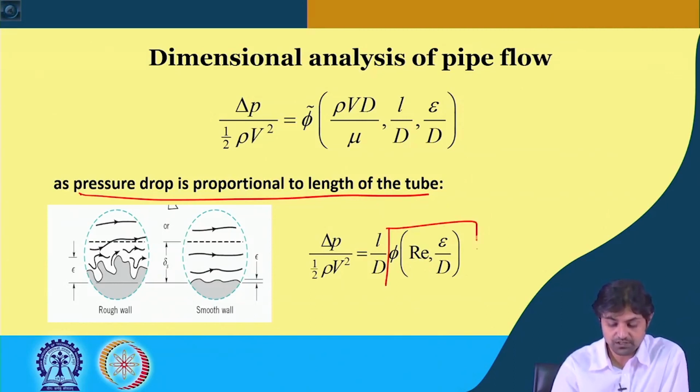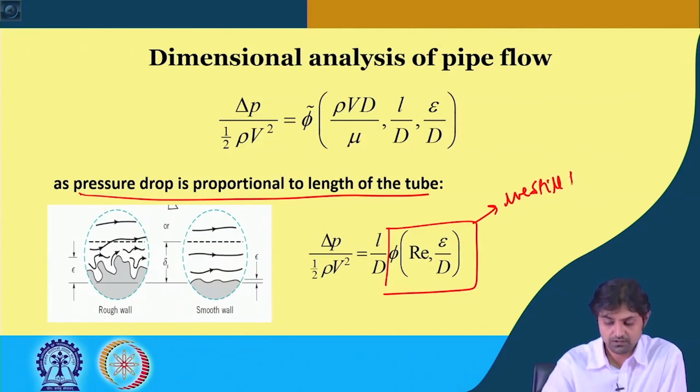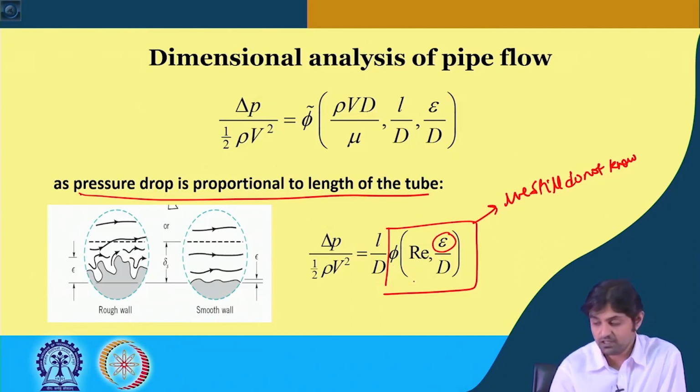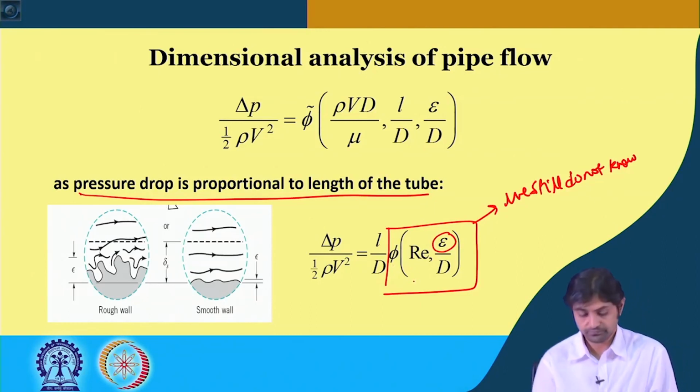How this depends we still don't know, right? Until now, with the topics that we've covered, we still do not know. But other things we know, half rho V square, L by d, Reynolds number also we know. Okay, we do not know how to find epsilon, and we also don't know how this function is dependent upon Reynolds number and epsilon by d. Correct? But that we will get to know in the upcoming slides.